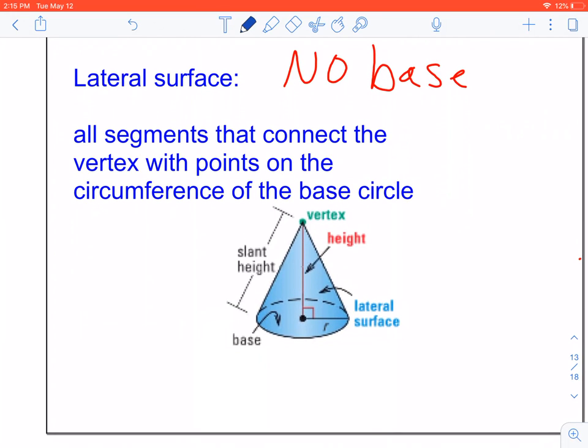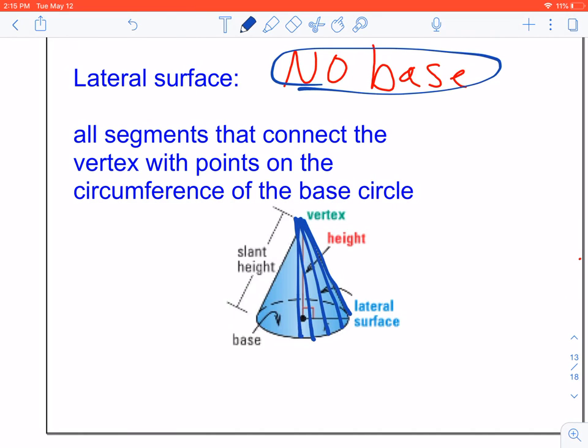Now, your lateral surface, as a reminder from 12.2, essentially means that we have no base. Well, in a cone, it's kind of weird because there's not a shape there now. So it's just all these segments that come down and join the vertex to all the points that are on that circle. All of those segments combined make your lateral surface. Essentially, it's the fact that there's no base.